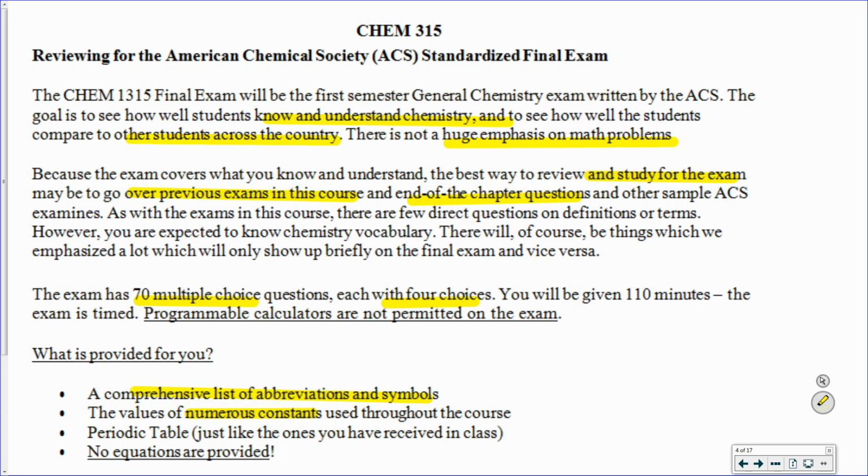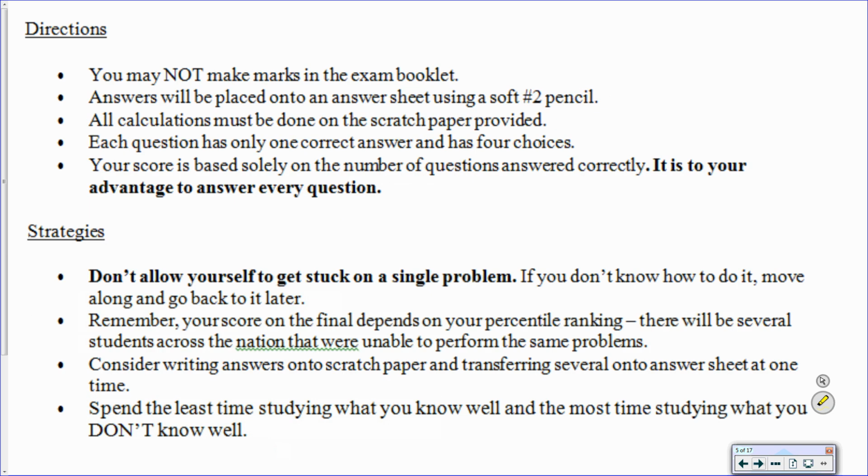Here's the biggie. No equations provided. So I'm going to go over a simple list of equations here, and there's not that many things that you're expected to know.